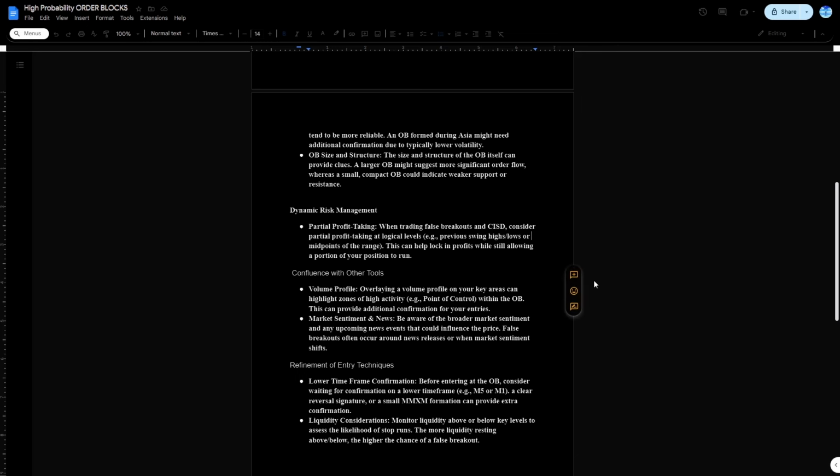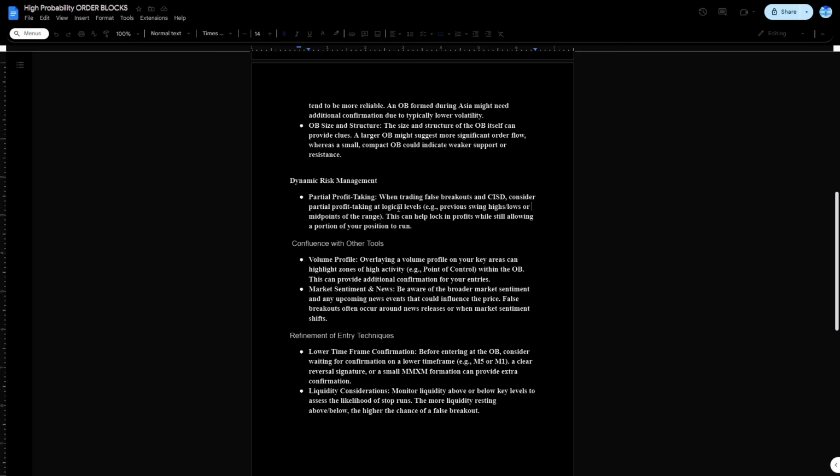versus what should happen. Also, when taking profits, you should consider taking profits at logical levels as swing highs or lows and or the midpoint of the range, which can help you lock in profits while still allowing a portion of your position to run.